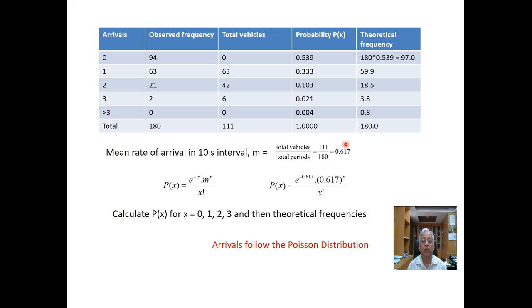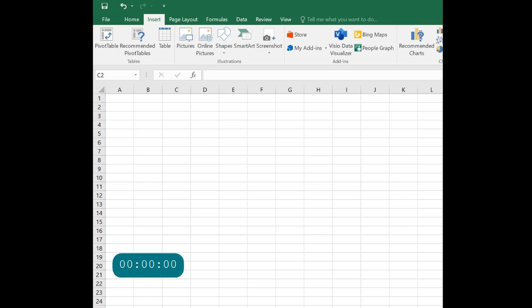Now using this value of m, if you write the equation for probability, it is e to the power minus 0.617 into 0.617 to the power x, divided by factorial x. So if you take values of x as 0, 1, 2, 3, you can calculate the probability of x. This can be done through an Excel sheet also.